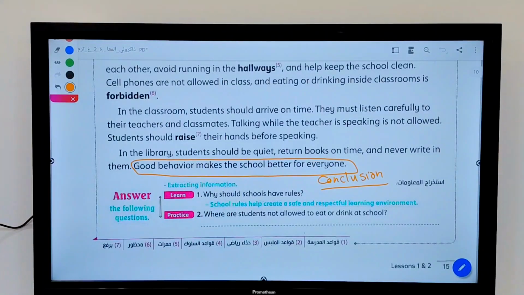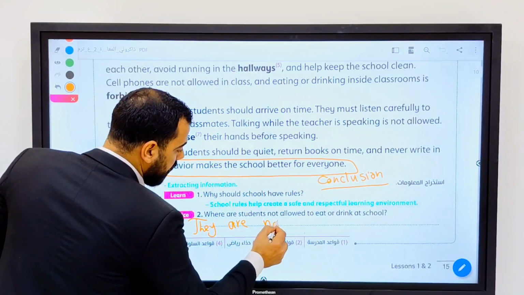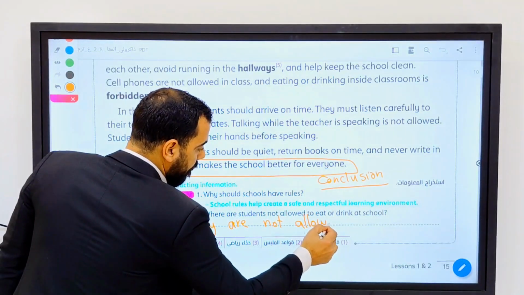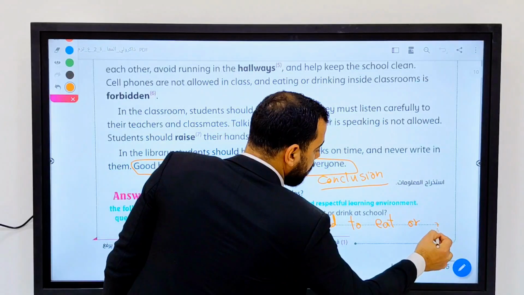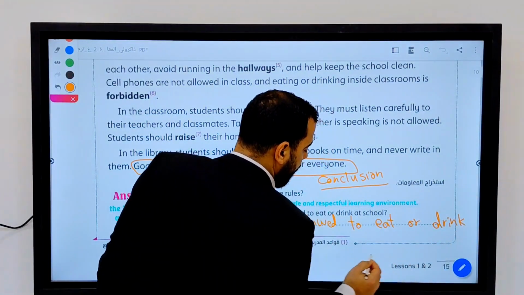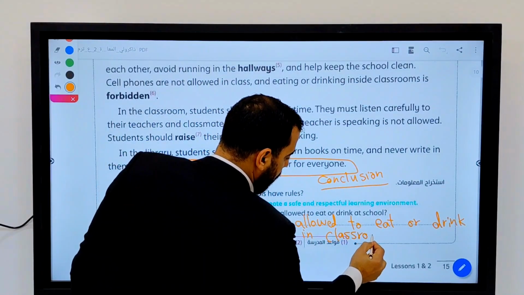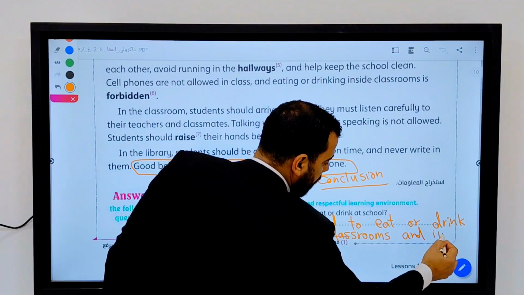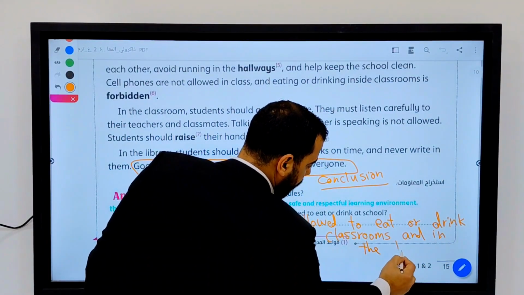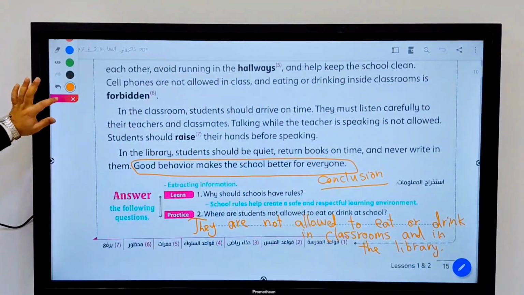Where are students not allowed to eat or drink? Okay, so they are not allowed to eat or drink in classrooms and in the library. Okay? Thank you for listening.